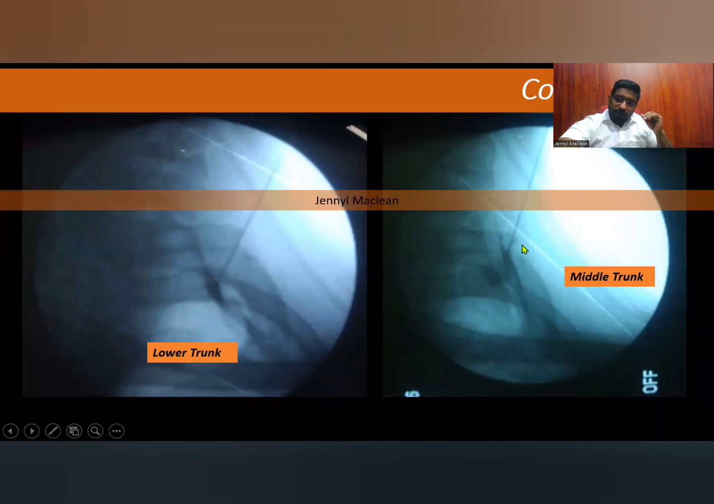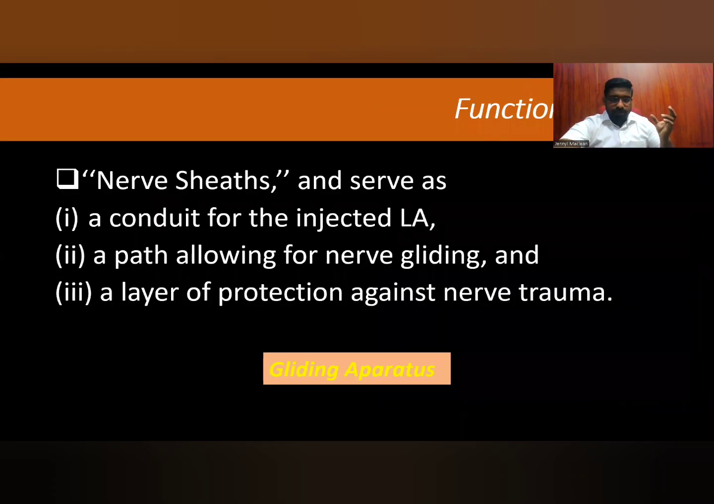Similarly, I have identified the middle trunk, the paraneurium of the middle trunk, and deposited the contrast. And the drug moves up and down along the long course of the middle trunk. So the idea is to deposit low volumes of local anesthetic for a successful blockade, faster onset, and to prevent phrenic nerve blockade in very demanding individuals.